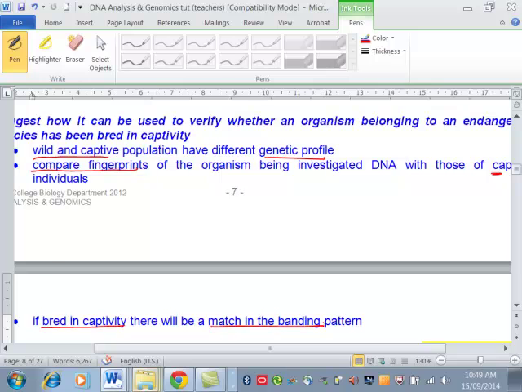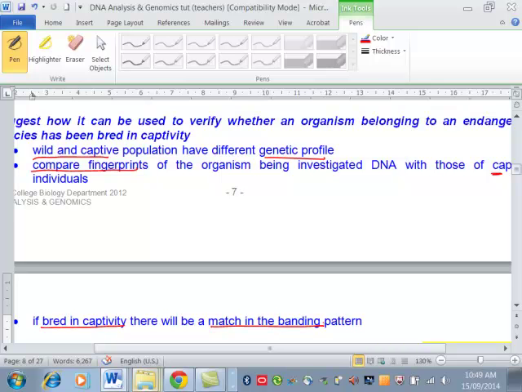Okay, any questions? Jalil? No. Yeah. Sorry, I can't hear. How do they have a difference in the genetic profile?